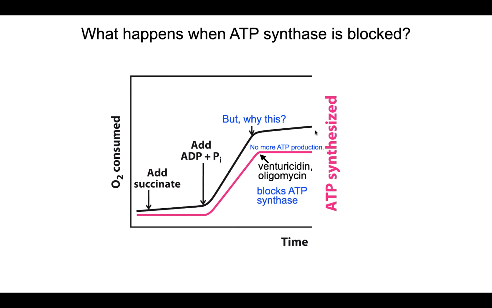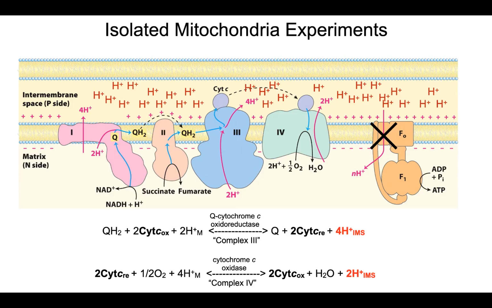They are coupled. If you block one, you block the other. Let's see why that happens. So this is very much like the situation in which we don't have ADP and inorganic phosphate. In this case, we do, but we've added this drug which blocks the entire ATP synthase enzyme.